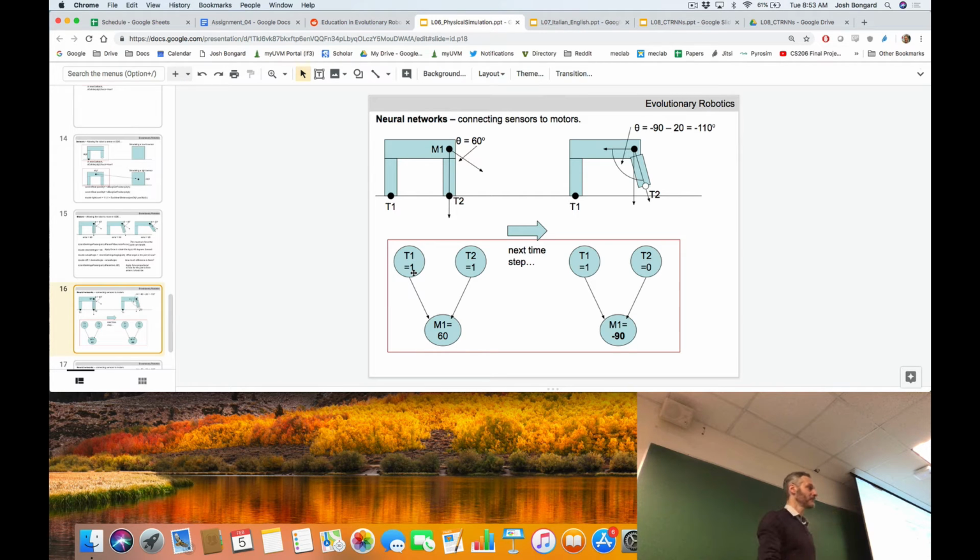Questions? Is there a time sensor? There is not a time sensor in PyroSim. It's a good question. We should put one in.